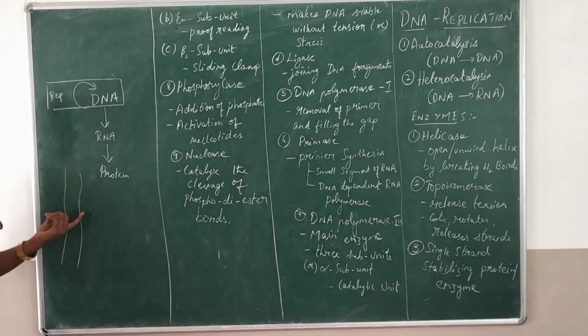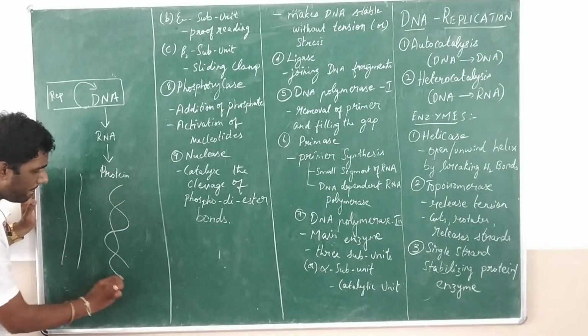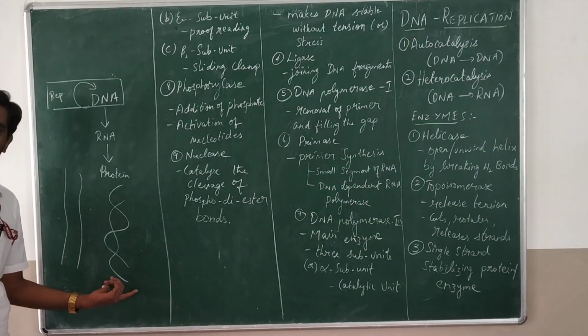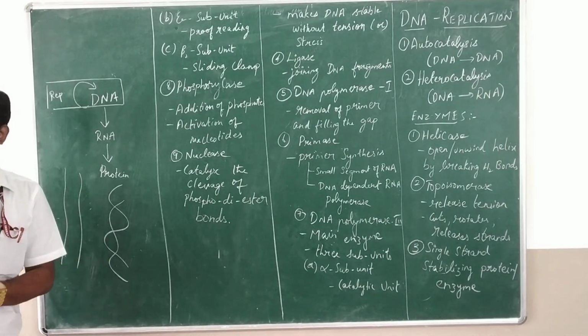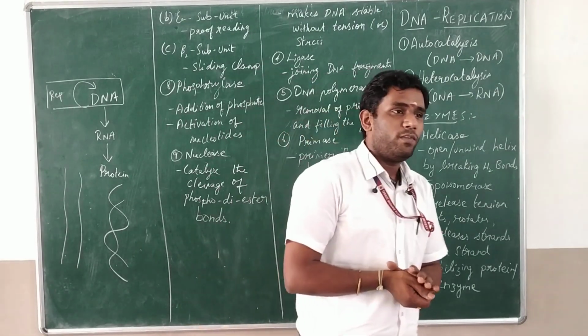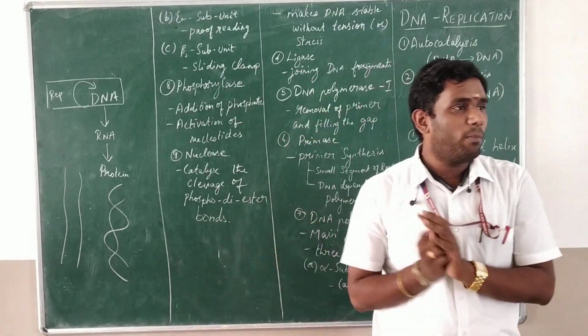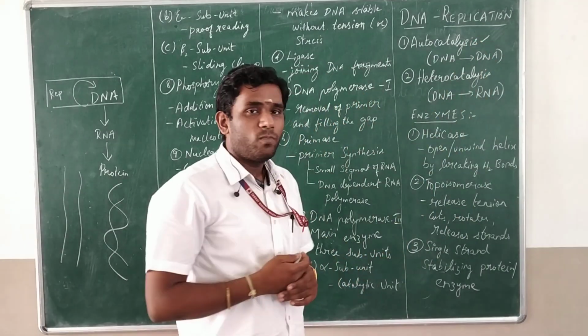Now these two strands of the DNA molecule will be present in this way, in the form of a helix. This is a helical structure. So that is why DNA is a double helical structure. Is it clear? And there are two terms you should know when we are talking about the central dogma by itself. The first one is autocatalysis.